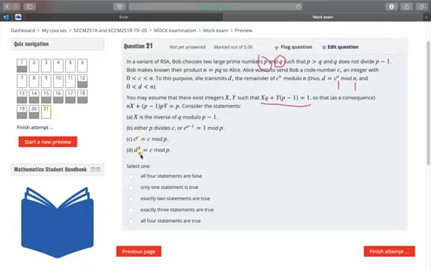Now let's just go through the statements in order. X is the inverse of q modulo p minus 1. Well, that's correct because modulo p minus 1, that cancels out and we get xq is equal to 1. So this is certainly correct. Statement A is correct.